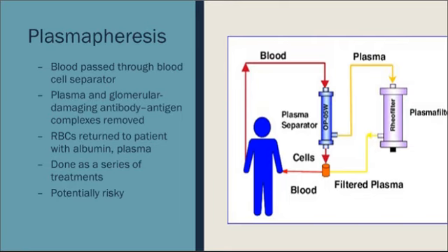Last thing, plasmapheresis, that is used when they have to remove certain antibodies from the plasma. So they filter the blood. All the blood goes back in. They're just filtering the blood from the plasma. Blood is passed through the blood cell separator. Plasma and glomerular damaging antibodies or antigens are removed. Blood cells are returned with the albumin and plasma, done as a series of treatments.